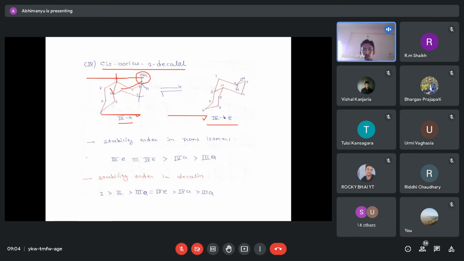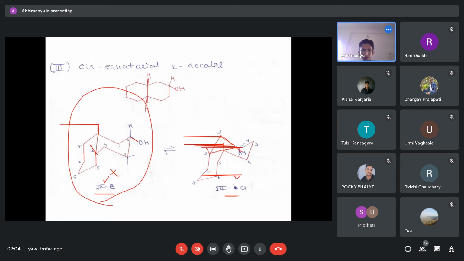Now we will focus on the energy of all forms. In both equatorial structures, 4 equatorial and 3 equatorial, the energy is the same. But for the axial ones, 3 axial and 4 axial, the energy is not the same. Everyone wonders why. What is the reason? Here you can see that in this axial OH, diaxial interaction is present.